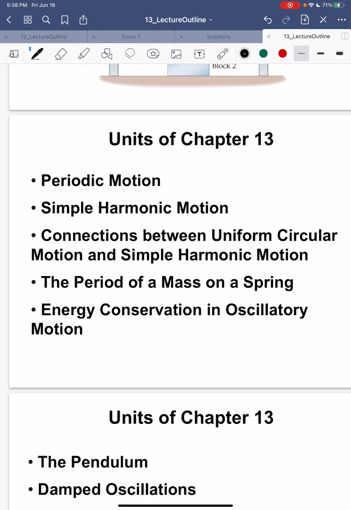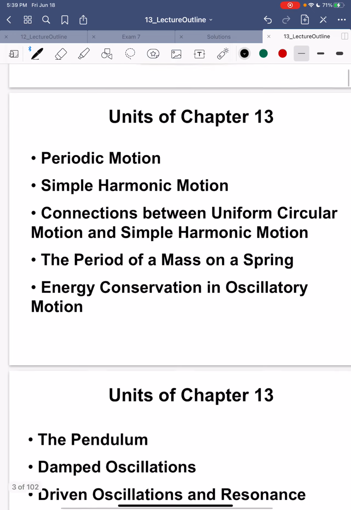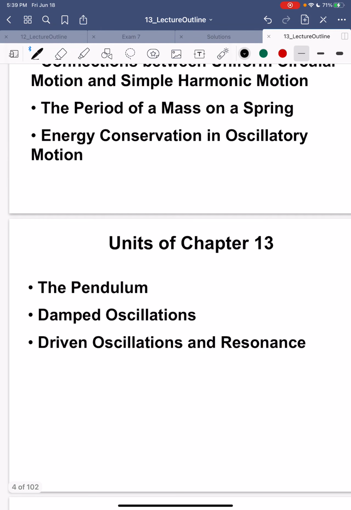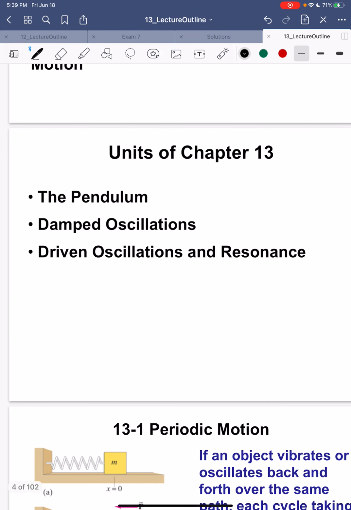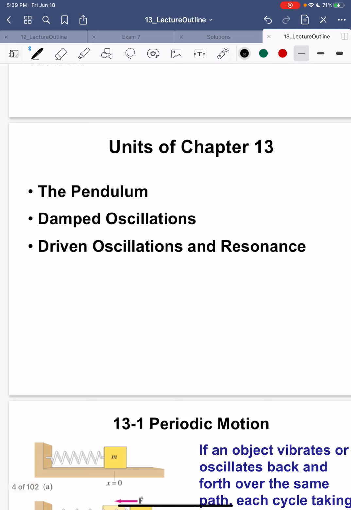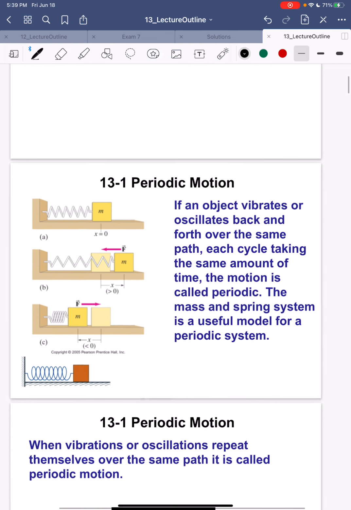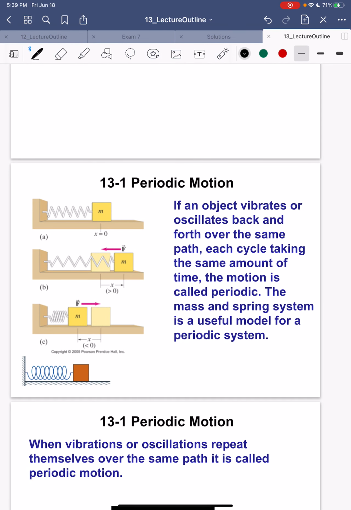We are going to study two systems in this chapter. One of them is the mass spring system, and the other one is pendulums, which are examples of simple harmonic motion. We will also try to solve some problems about energy conservation when we have oscillations. Also, by the end, we will introduce damped oscillations, driven oscillations and resonance. This chapter is very interesting, but it has so many equations that you need to pay attention to.